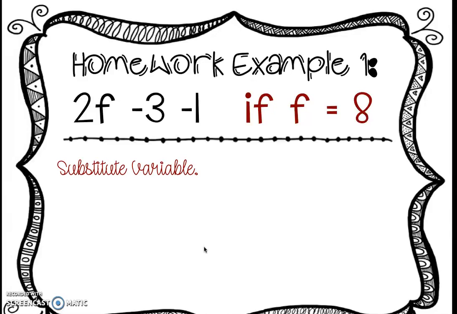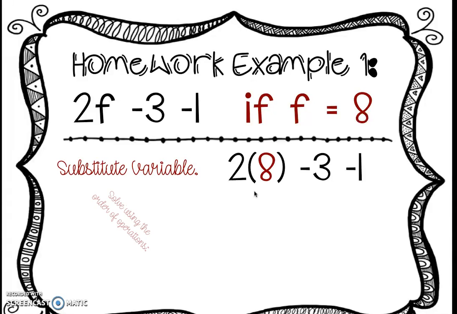Now, the 2 is right next to the f. 2 is the coefficient. We know that a coefficient right next to a variable means to multiply. So there's a multiplication operation there even though it's not written. So when we rewrite our expression, we have to write it 2 times 8 minus 3 minus 1. If you forget your times, your answer is going to be way off.